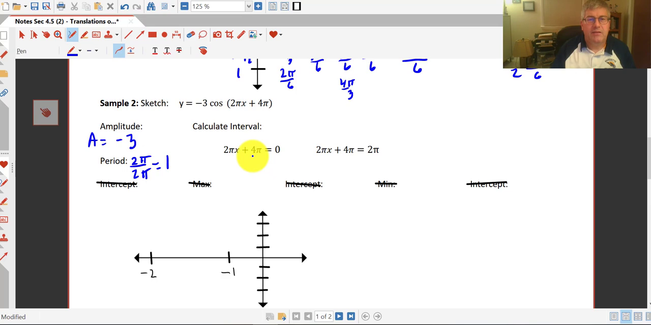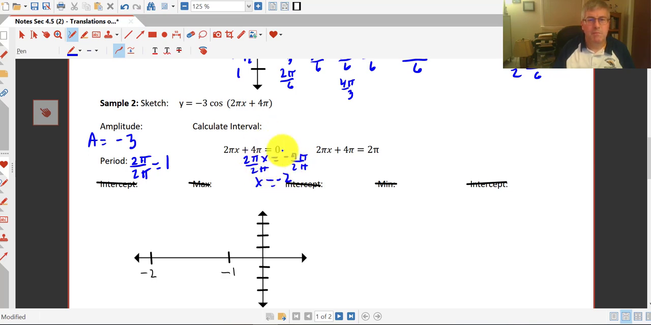And then finally, let's calculate the interval. Let's take 2 pi x plus 4 pi and set it equal to 0. And 2 pi x plus 4 pi and set it equal to 2 pi. Normally we have 0 to 2 pi. So we're going to see how all of this impacts things for us. So we subtract 4 pi from both sides, and we get 2 pi x equals negative 4 pi, and divide by 2 pi. And we get x equals negative 4 pi over 2 pi, and we get an x of negative 2.